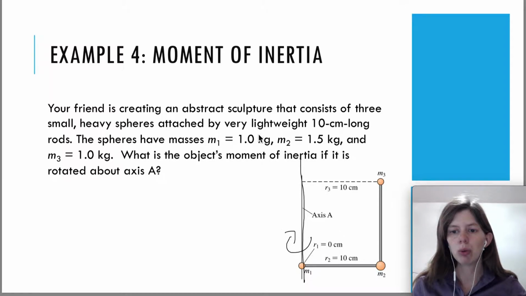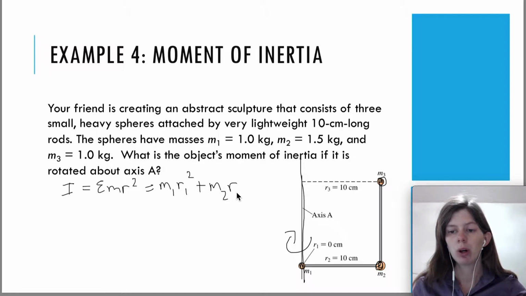It says the rods are lightweight, so we can ignore the mass of the rods, and we only care about the 3 individual masses, which we can consider particles. We don't care about their size or shape. So we can use the definition of the moment of inertia, which is the sum of the mr squared. You sum up the masses times their distance squared from the axis. We can rewrite this as m1 r1 squared plus m2 r2 squared plus m3 r3 squared.